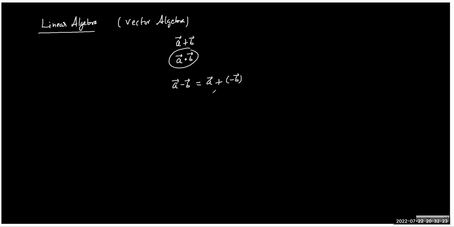Are we really subtracting? No, we are adding a and the reversed vector of b. So you reverse the b vector, you get a new vector, and then you find the resultant with the a vector. So the meaning and the representation should be decoded as per definition. We should not use in any way the old algebra.